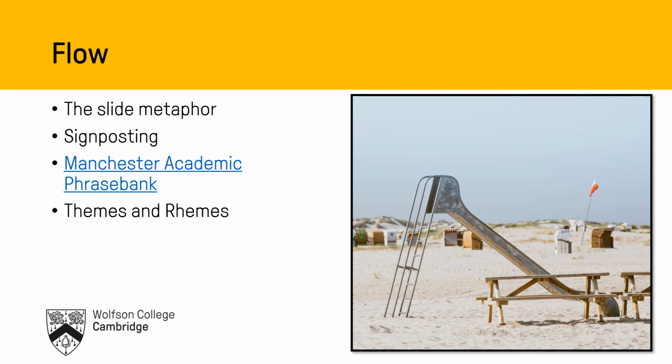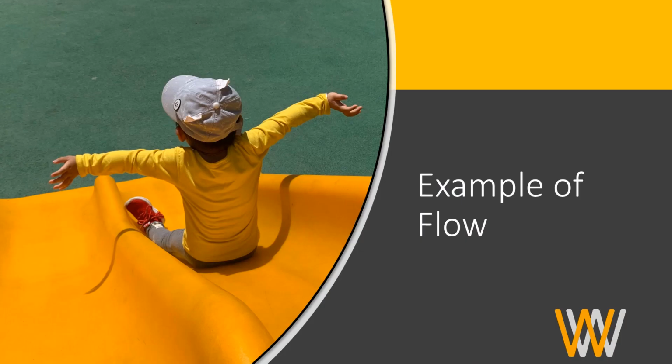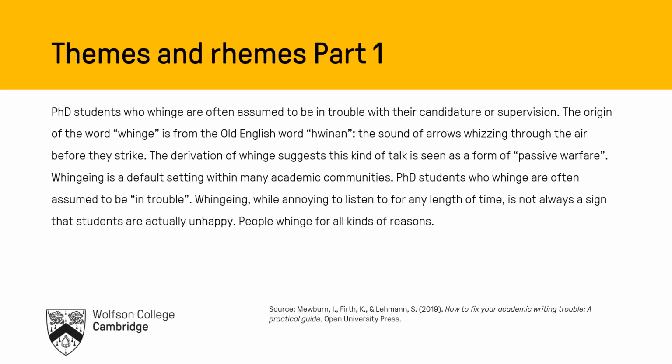The way themes and rhemes work is the rheme must relate to the theme in some way, adding information, clarification, or a counterpoint. So to create a smooth flowing text, the next sentence should link to the theme or rheme of the previous sentence. Now let's see an example of flow using Mewburn's themes and rhemes.